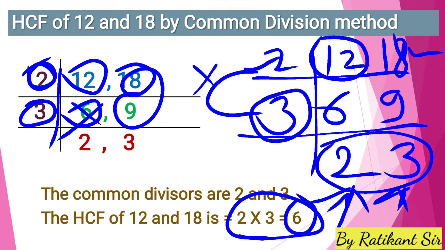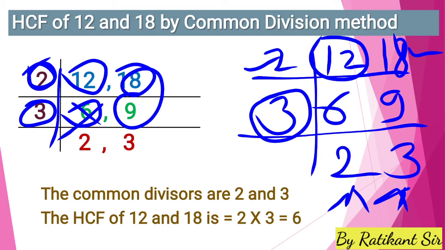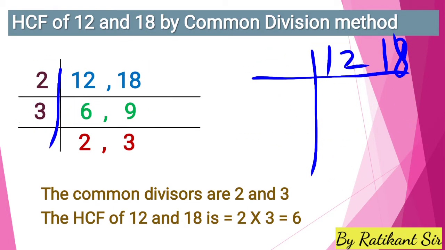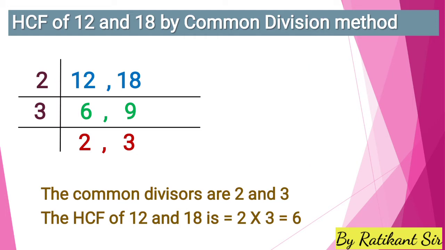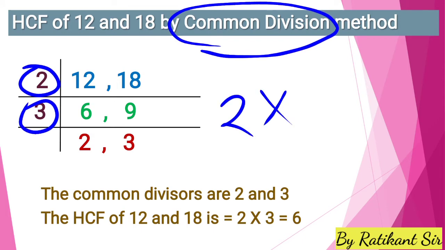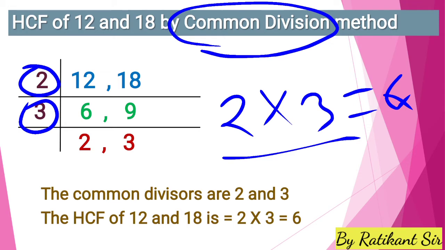So can I say 6 is the HCF of 12 and 18? And how do we find it? We can find it by the common division method. We have to find the common divisors, and those are 2 and 3, and the multiplication of them will be 6, and that 6 is the HCF. Clear?